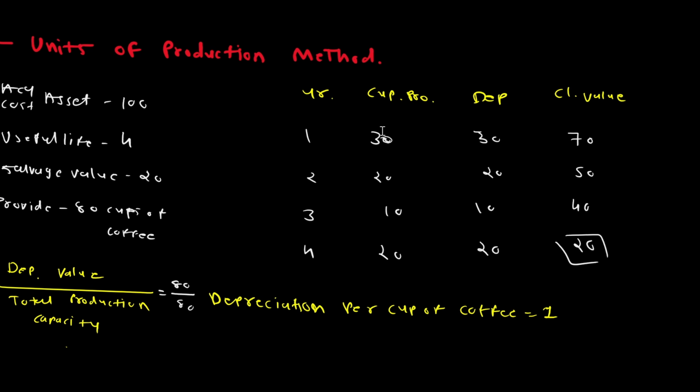It means if I produce 30 cups, I will depreciate 30 rupees from the asset. My closing value will be 70. If I produce 20 cups, I will depreciate only 20, and 50 will be closing. 10 cups of production will have 10 rupees of depreciation, closing is 40, and in the fourth year 20 cups of production, 20 rupees of depreciation, and closing will be 20. So in this method, you depreciate the asset based on its production.